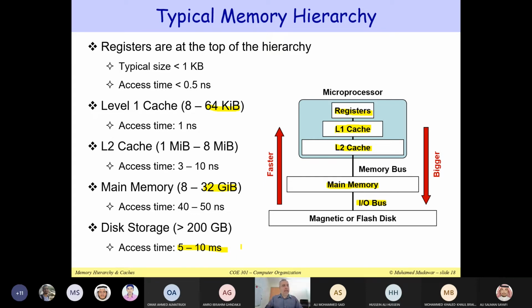So this is basically the hierarchy, starting from the registers on top and then going all the way down to the storage, to the magnetic disk or the flash disk.